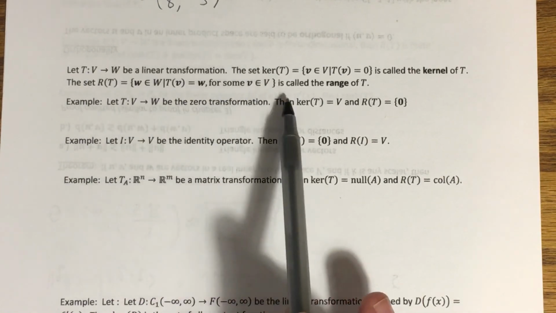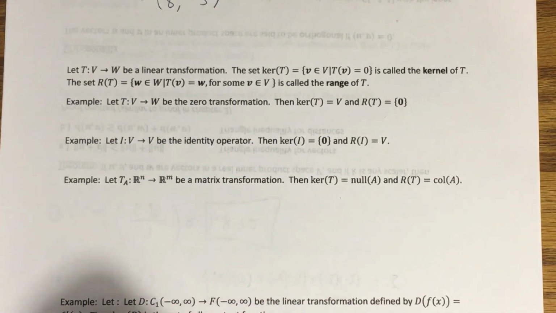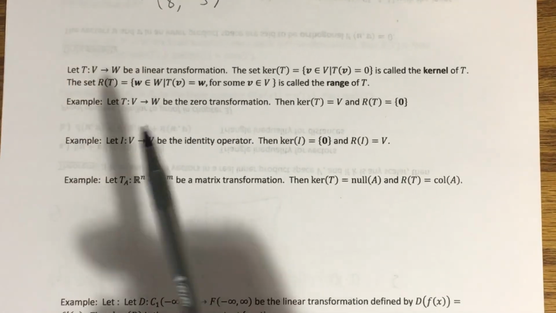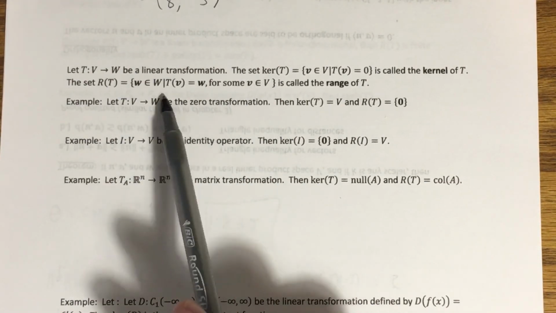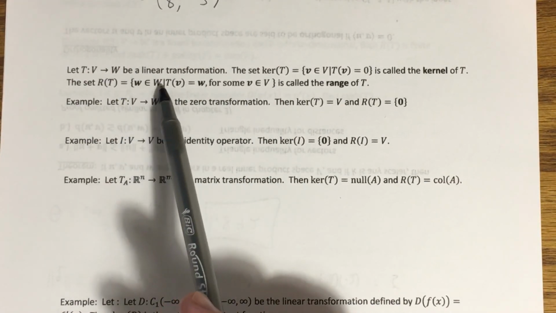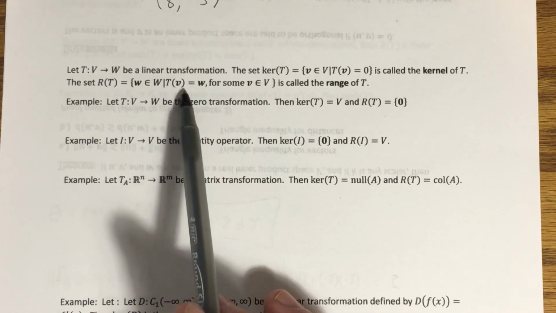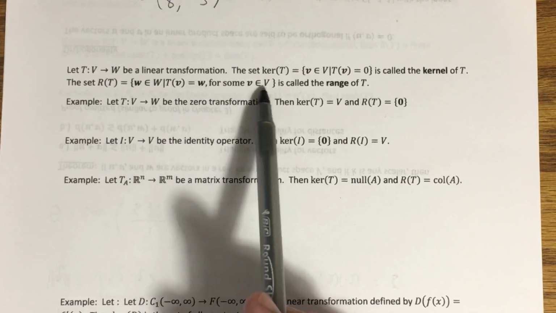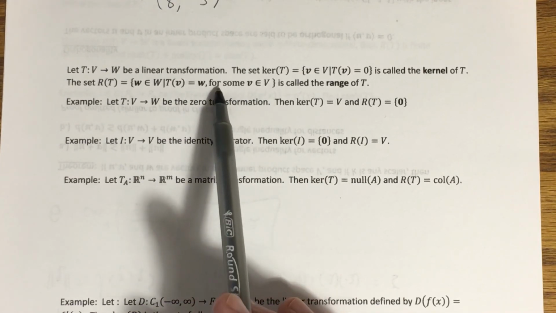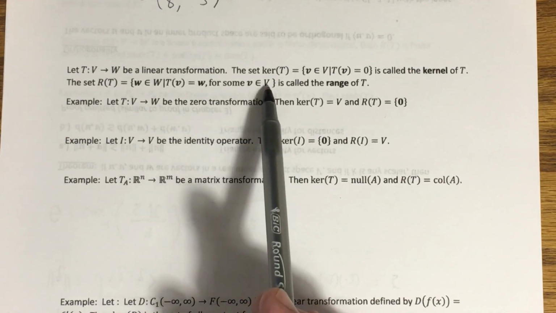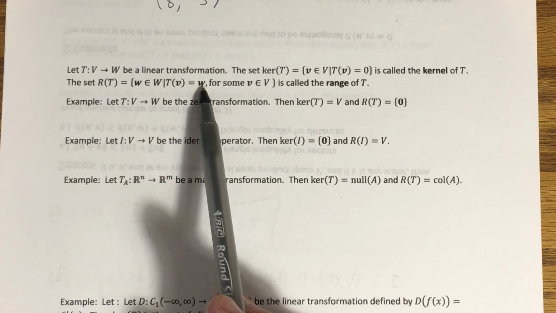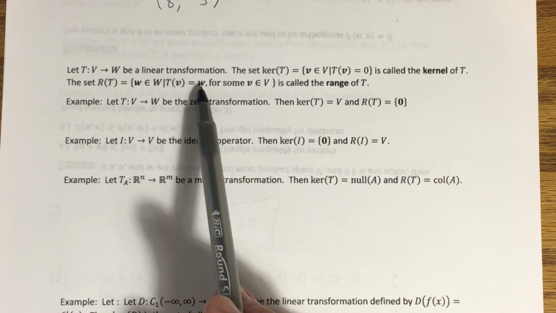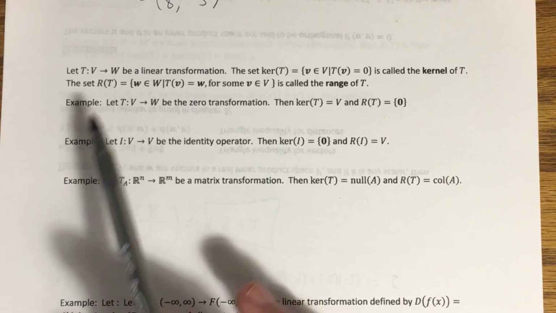We call it the range of T, and it's the same thing as what you think of as the range of a function. It's the set of all outputs, basically. Notice that the notation I'm using here says it's the set of all W in W such that T of V equals W for some V in V, meaning if I take all of the possible inputs in V, plug them into my function, and collect all of the outputs that I get from that process, then that makes up the range of T.